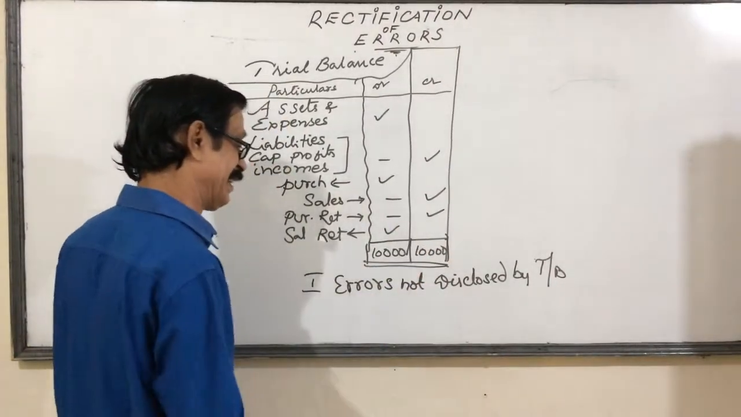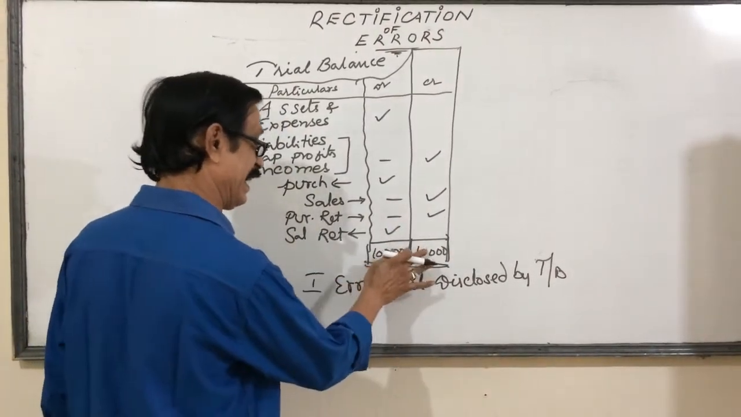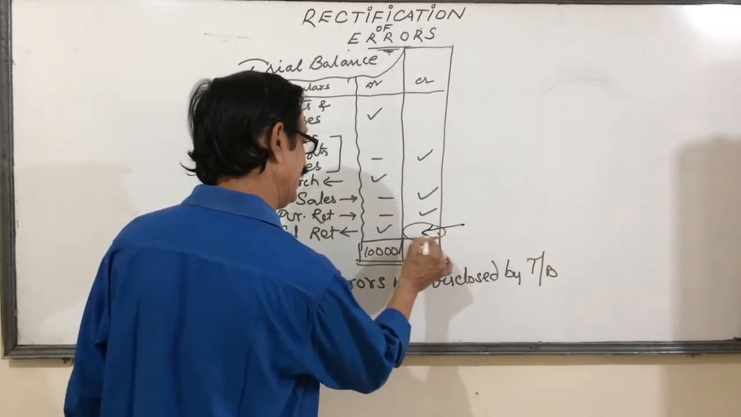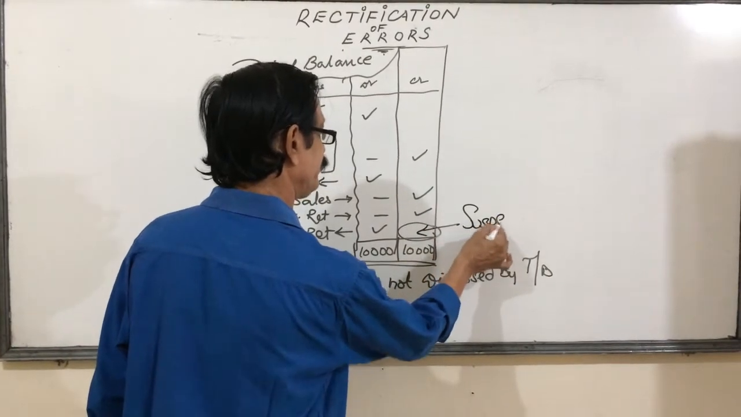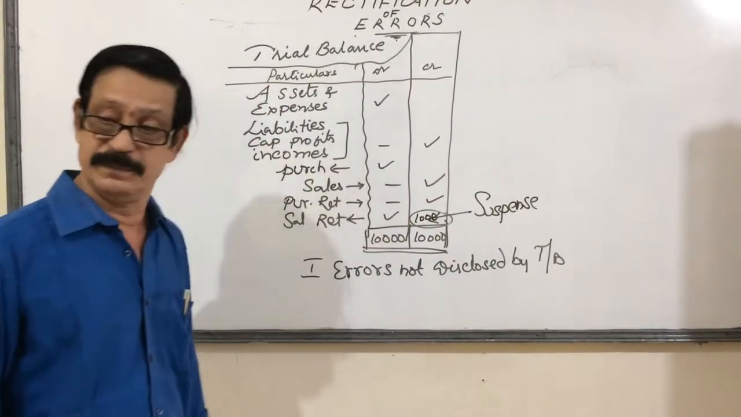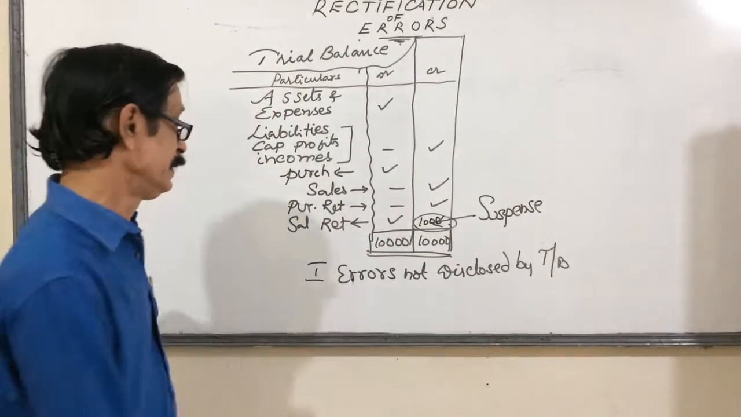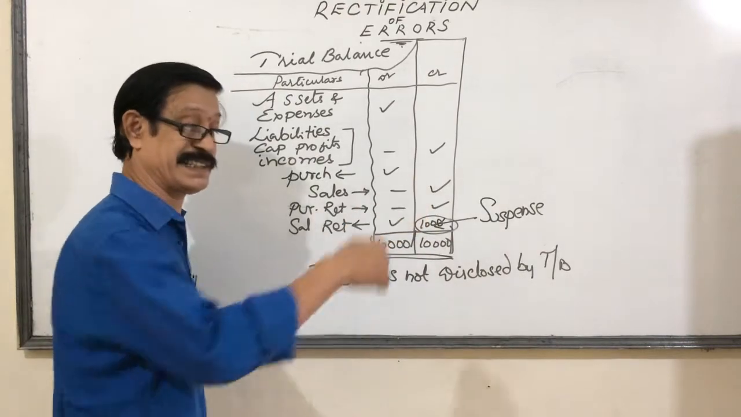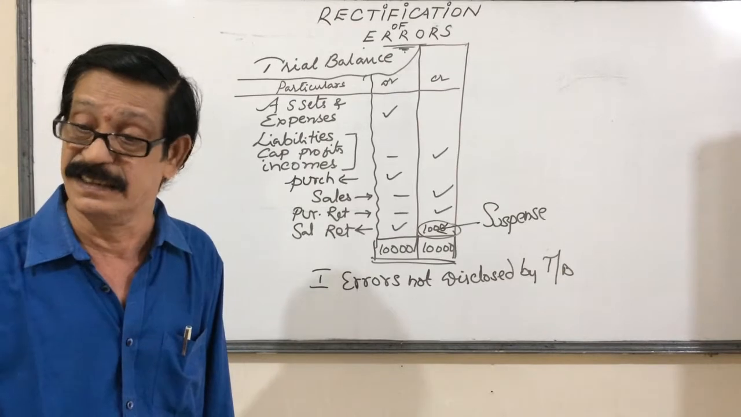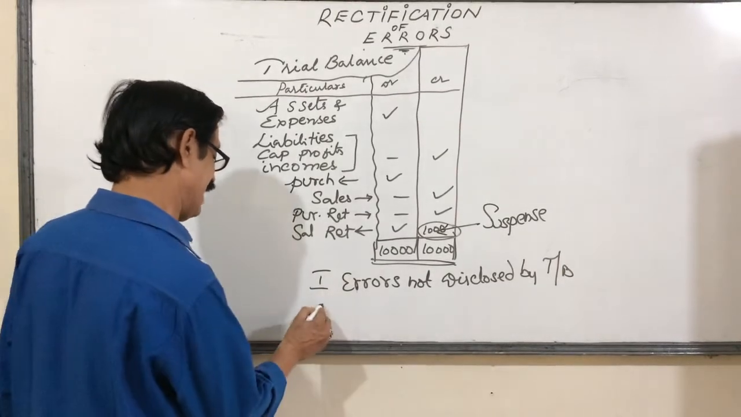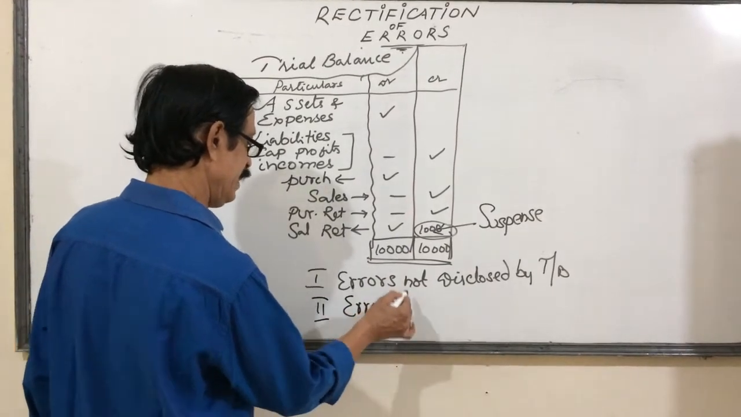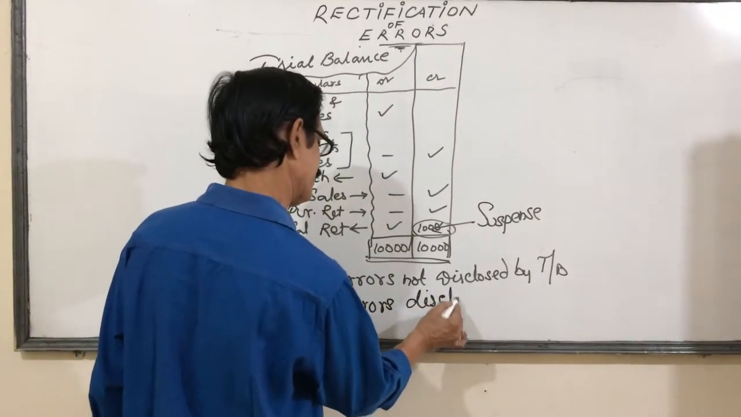Whenever the trial balance does not tally, suppose here it is 10,000, here there is only 9,000, there is a difference of 1,000. Temporarily we will put it as suspense. That 1,000 is temporarily transferred to the suspense account. That means there are 100% errors. Whenever the trial balance is not tallied, there are errors. There must be errors. Such errors are called errors disclosed by trial balance.